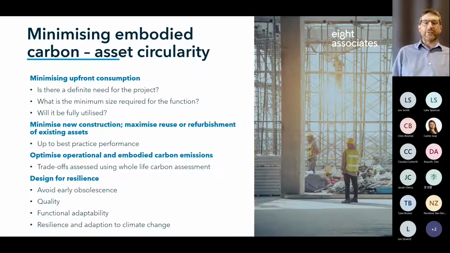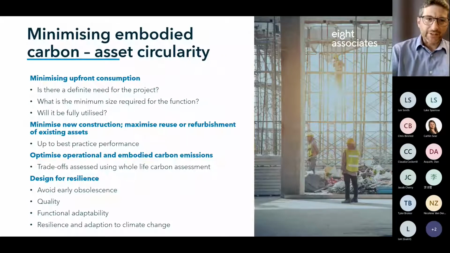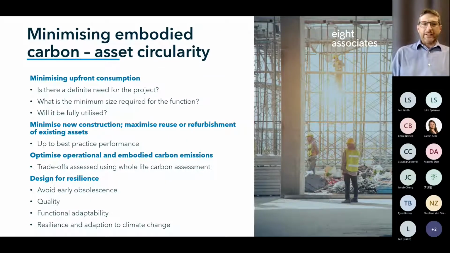I know clients are obviously going to think about this very often, because it's going to cost money to build buildings, but it's also worth looking at it in terms of carbon as well. So let's say a construction project is going to happen, and those questions have been looked at. The next thing is really to think about how can we minimise new construction, i.e. new products. How can we maximise reuse and refurbishment of existing assets?